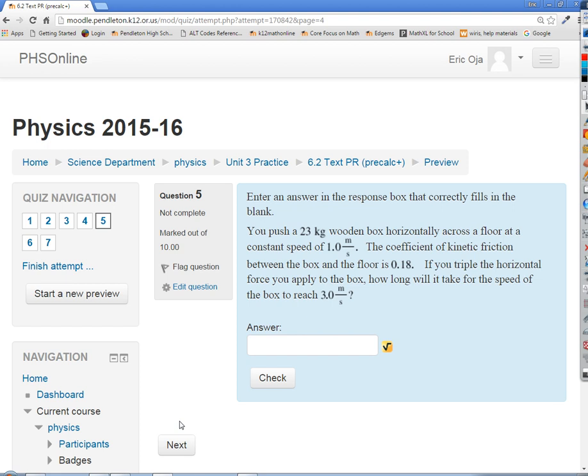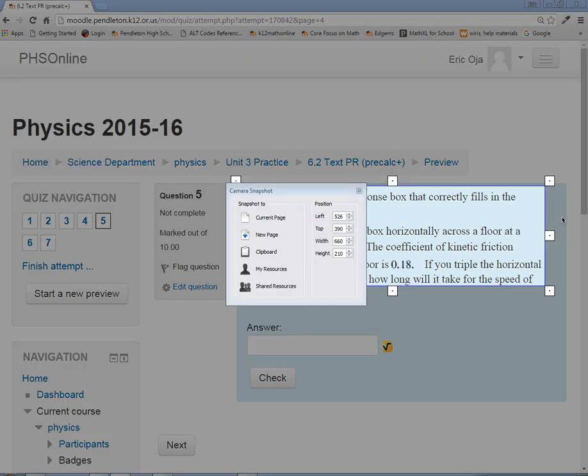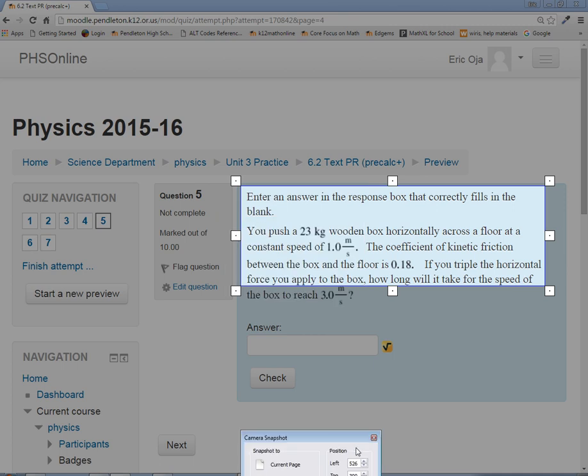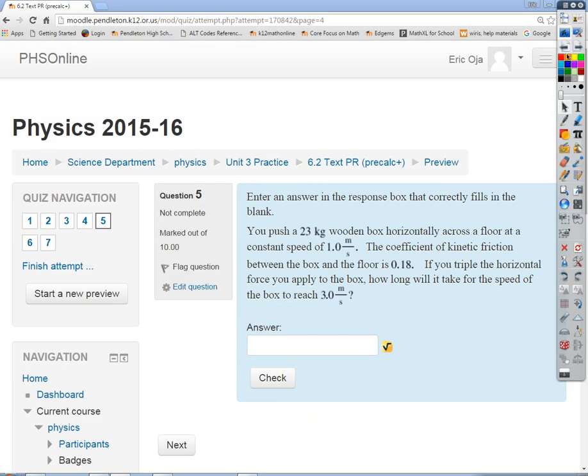Pretty hard one. Okay, so you push a 23 kilogram wooden box horizontally across a floor at a constant speed of 1 meter per second. The coefficient of kinetic friction between the box and the floor is 0.18. So let me ask you this. Let me cut and paste this first of all. I don't want to do too much on this one. I want there to be one really zinger on here that you have to really work on, but I'll help you organize your thinking on this.